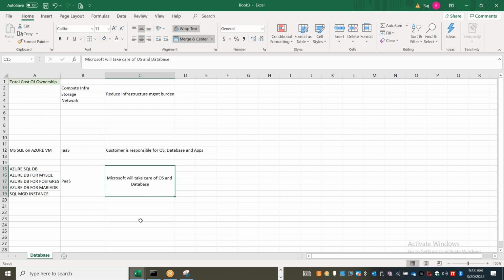Okay, so there are these many flavors available, but this is only on the SQL databases. We also have some NoSQL and caching options available, like Azure Cache for Redis. We have got Synapse Analytics. We have got Cosmos DB tables.